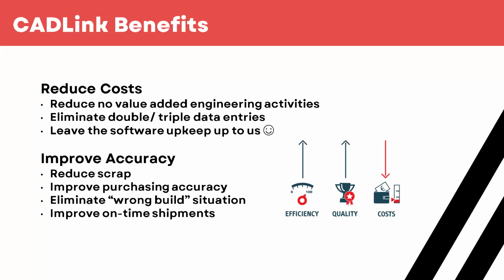And another major benefit is that we will be improving your accuracy. By taking the information directly from how it is designed and putting it into your ERP system, we are going to ensure that you'll have reduced scrap and improved purchase accuracy, as you'll have the correct part numbers and correct quantities. The wrong build situation will be eliminated, as you will have a BOM that is identical to your CAD BOM with no errors. Overall, this will improve on-time shipments and reduce the frustration from the pain points that we discussed earlier.